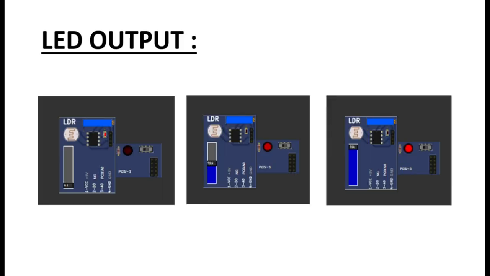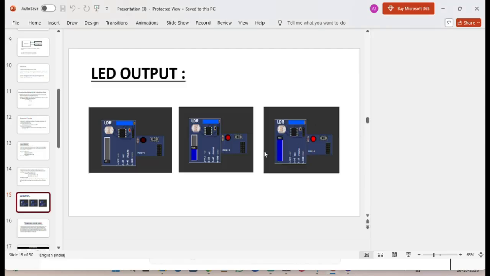Now here is a pictorial representation of our simulation. Here when the resistance of the LDR is low, our LED will be on. When it is medium, it will be on with less brightness. Now when the resistance is more, the LED brightness will be more. Let us see its code and simulation.